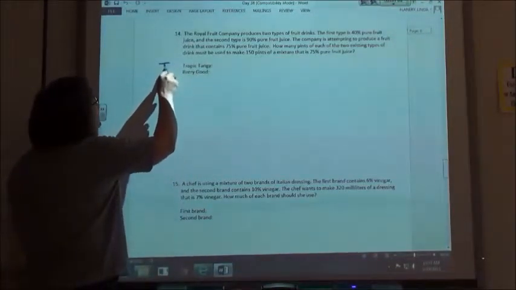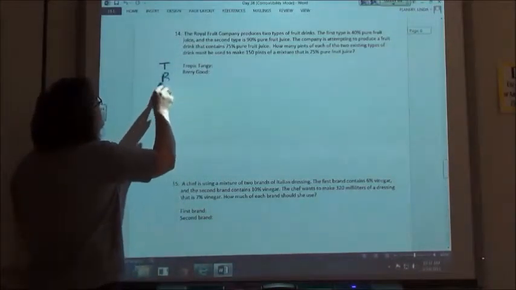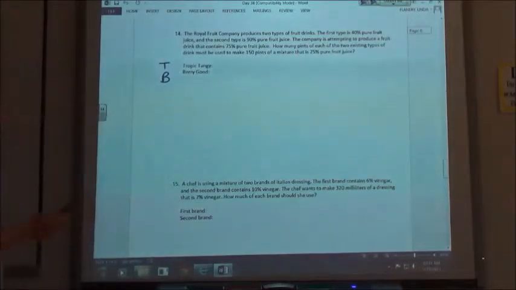So I'm going to use T for tropical tangy and B for berry good. I don't really like the way they word that because they don't really say the tropical tangy is the first and the berry good is the second, but they imply that.